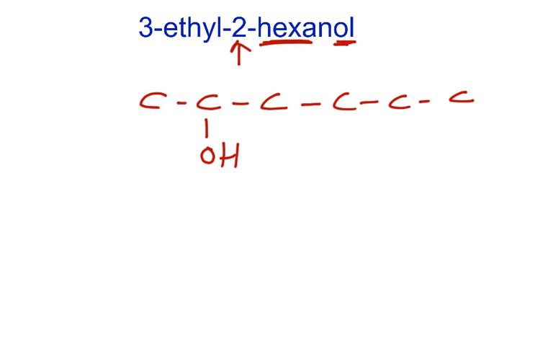Now we also have an alkyl group, ethyl. The prefix eth refers to 2 carbons. So we have 2 carbons hanging off carbon number 3. This is carbon number 1 right here, carbon number 2, and carbon number 3. So I can put this and do that. That's my ethyl group hanging off this side, and we're basically done.